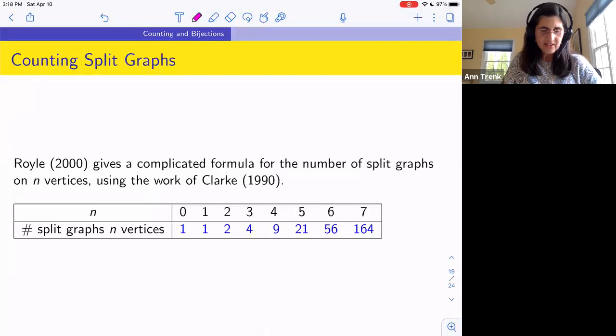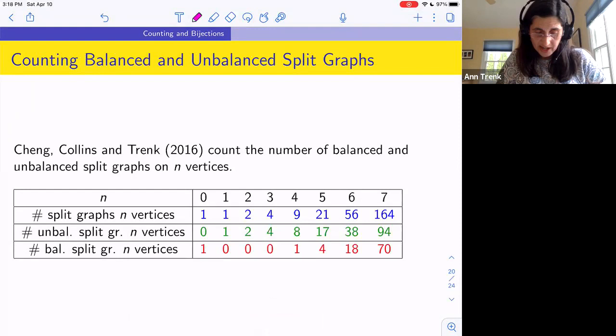So now I'm going to switch gears again. I'm just giving you a little overview of our chapter on split graphs. The next section is about counting split graphs. In 2000, Royle gives a very complicated formula for the number of split graphs on n vertices, and here are just some of the numbers that come out of that. In the paper with Christine Chang, we're able to count the number of balanced and unbalanced split graphs on n vertices. If you like looking for patterns, which I'm sure all of you do, you might stare at this and see if you see a pattern.